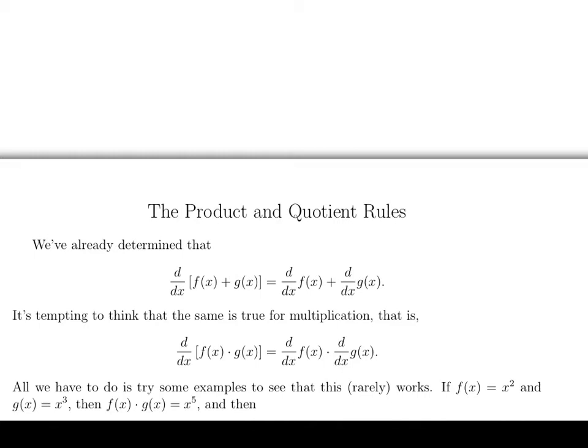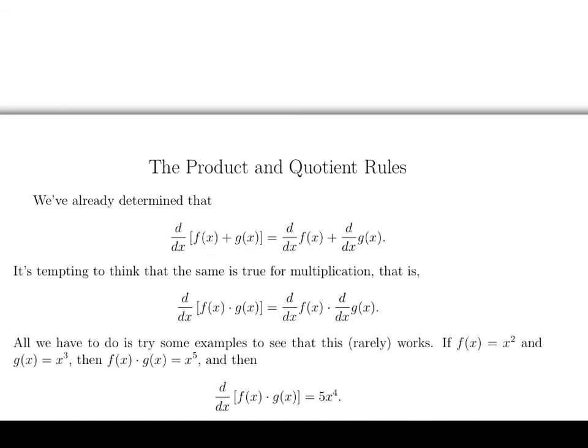So what happens if f of x is equal to x squared and g of x is equal to x cubed? Then if we multiply those together, we'll get x to the fifth. So what happens if we take the derivative of the product? Well, if we differentiate the product, we're talking about differentiating x to the fifth, and we just get 5x to the fourth. Now let's see what happens when we differentiate them individually and then multiply together the derivatives.